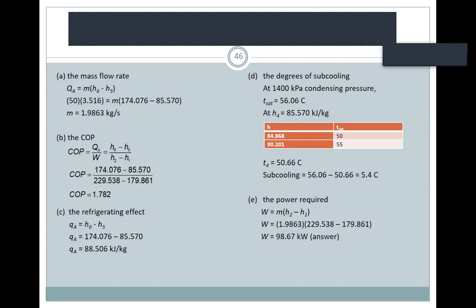Subcooling. A, the power required. W is equal to M times H2 minus H1, or 1.983 times 229.538 minus 179.861. So W is equal to 98.67 kilowatt. So this is now the answer for the power required.